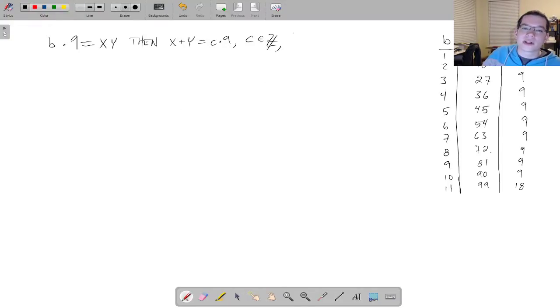Let's go ahead and restrict it to make our lives easier for the sake of this exercise. 1 is less than or equal to b less than 10. So we're actually going to ignore the case of 11 because the proof gets more complicated if you have to deal with that.